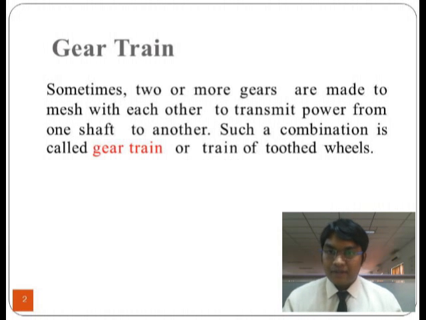Now, what is a gear train? When two or more gears are made to mesh with each other to transmit power from one shaft to another, such a combination is called a gear train. Gear trains are also called toothed wheels because each is a wheel having gear teeth. Singular is tooth, plural is teeth.